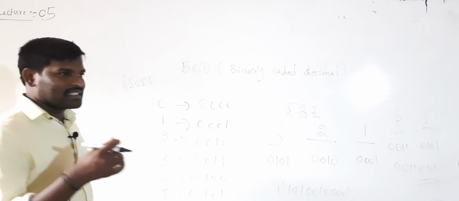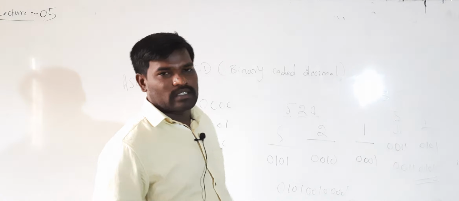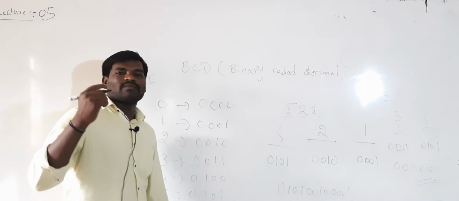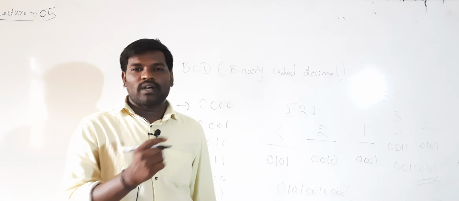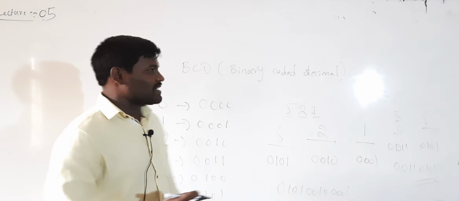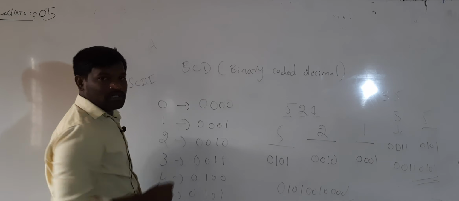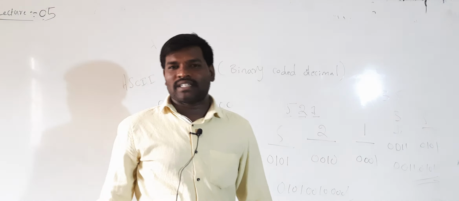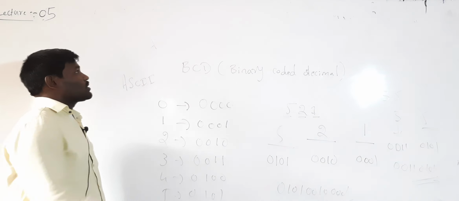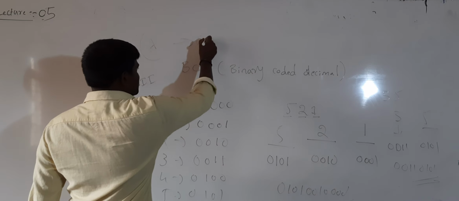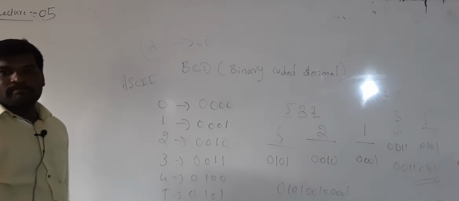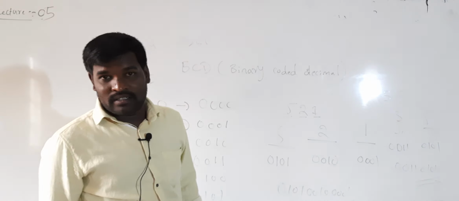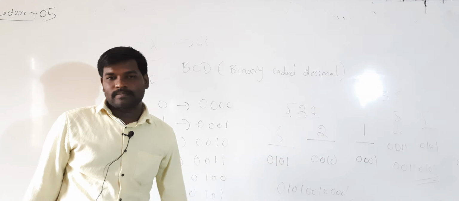Whatever the keys, characters, digits or symbols are present on the keyboard, all the keys have one unique number. For example, if I enter capital A, this A can be stored as a binary value. How is the character stored as a binary value? Because the value of A is 65 according to ASCII. This 65 is converted to binary and stored as A.